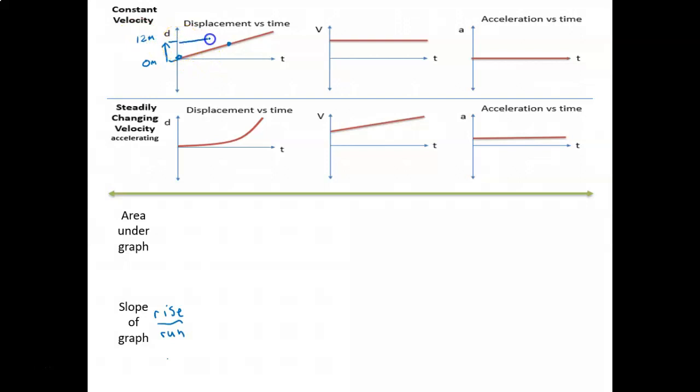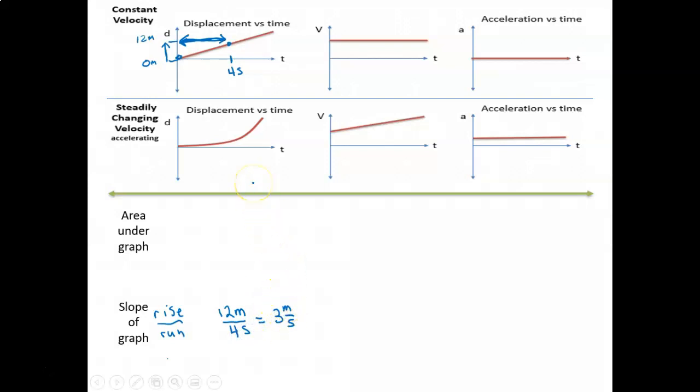And our run, that's the change in x. Our run would be a certain amount of time. Let's say it took 4 seconds to do this change. So rise over run. In this case, our rise would be 12 meters and our run would be 4 seconds. Let's just look at that. What do you think that means? If we change our displacement by 12 meters in 4 seconds, we could simplify that to be 3 meters per second. What do you think that represents?